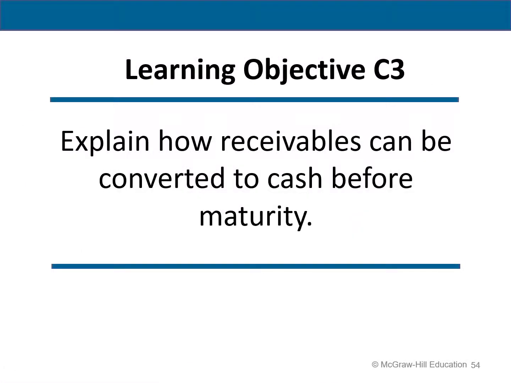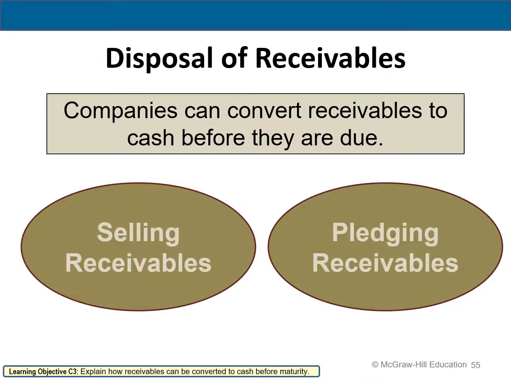All right, so explain how receivables can be converted into cash before maturity. Companies can convert receivables to cash before they're due if they need cash or they don't want to be involved in the collection activities. The way that's done is usually by selling them or using them as security for a loan. So a company can sell its receivables to a finance company or a bank. The buyer, who's referred to as a factor, will charge the seller a factoring fee, and then the buyer takes ownership of the receivables and receives the cash when they come due.